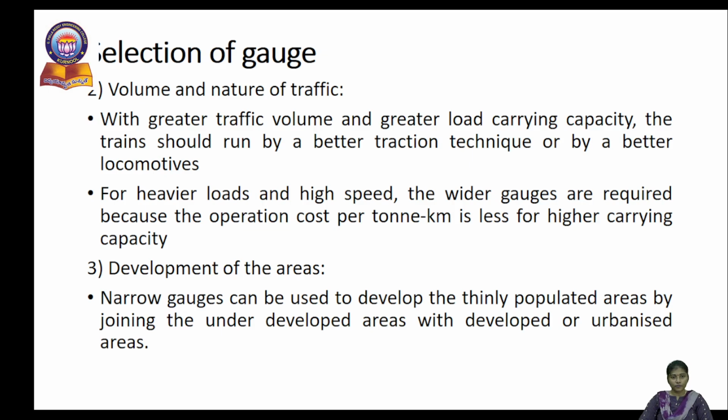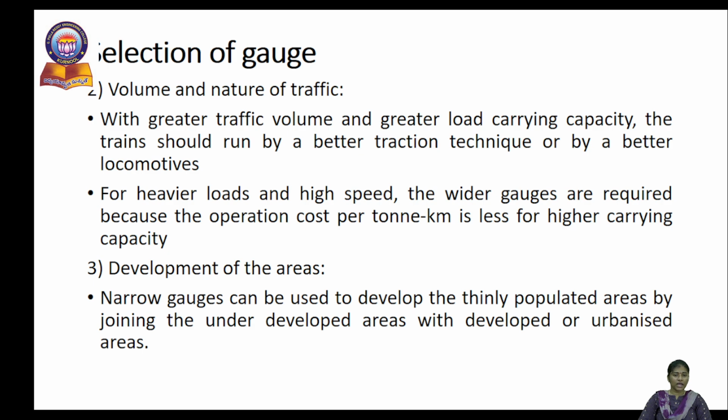The next point you need to consider while selecting the gauge is volume and nature of the traffic. Whenever there is higher volume, or more trains are moving between origin and destination, you need to go for broad gauge compared to light gauge. Light gauge is provided whenever there is low traffic or the frequency of the trains is very less.